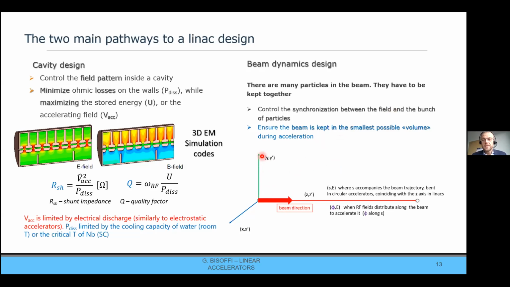So they work in these so-called phase spaces, which I will define better in a moment. So they describe the beam in the spaces which are transverse to the direction of the motion, and in the phase space which is along the direction of the motion. And here X is the transverse horizontal direction, and Y the transverse vertical direction, and X prime and Y prime are the variation of X and Y along the direction of motion.